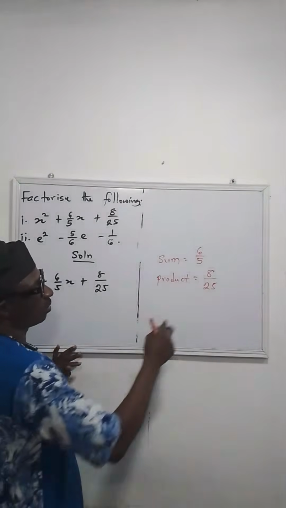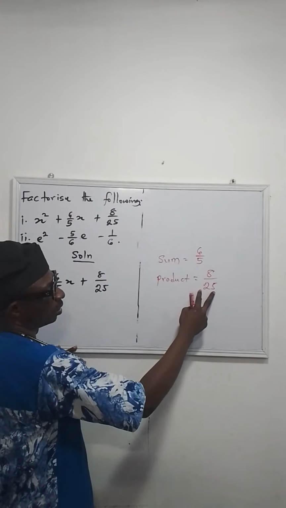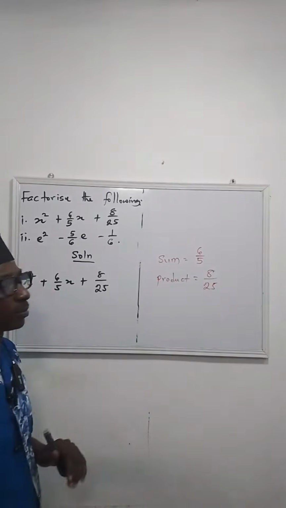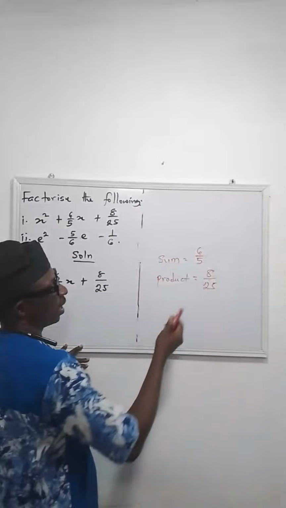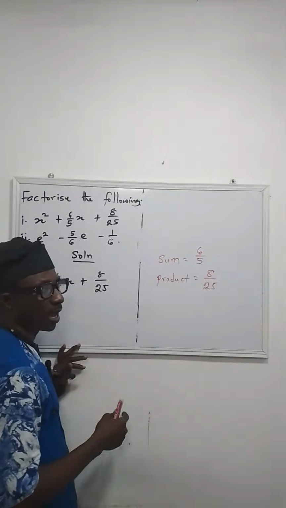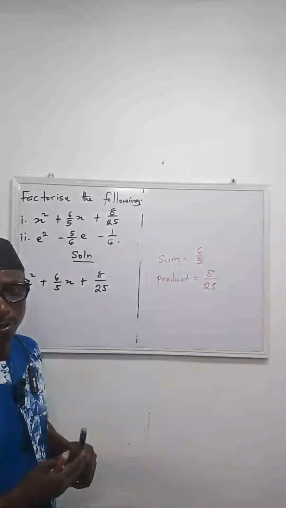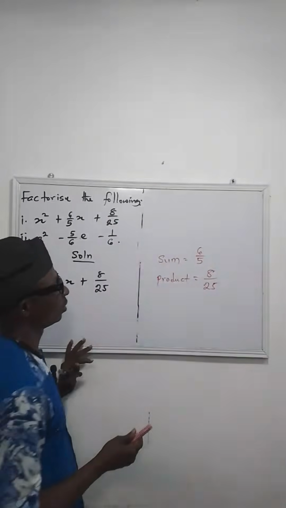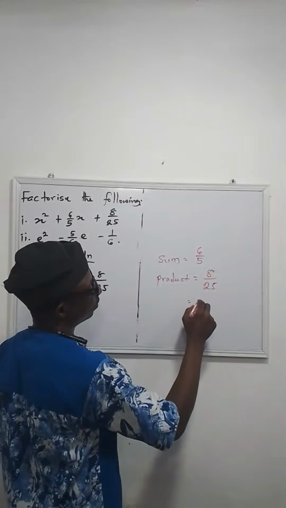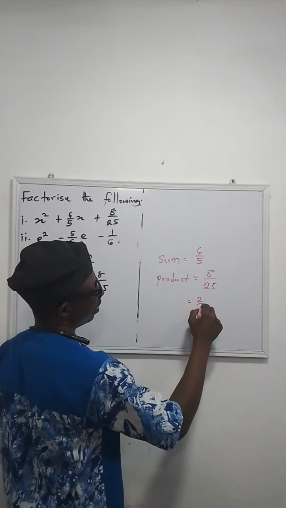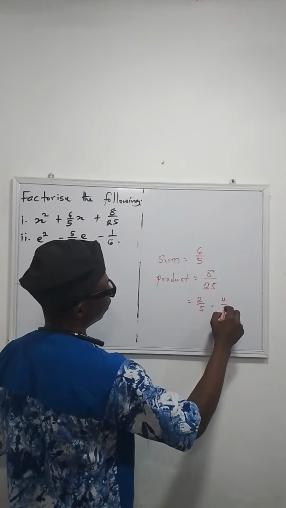Now, what comes to mind? I'll look at the denominator here. What will I multiply together to give me this 25? I just thought it has to be 5 times 5. And here, 8, I have several numbers. I can have 1 times 8, I can have 2 times 4. So, if you consider all that I've just said, the two numbers are 2 over 5 and 4 over 5.